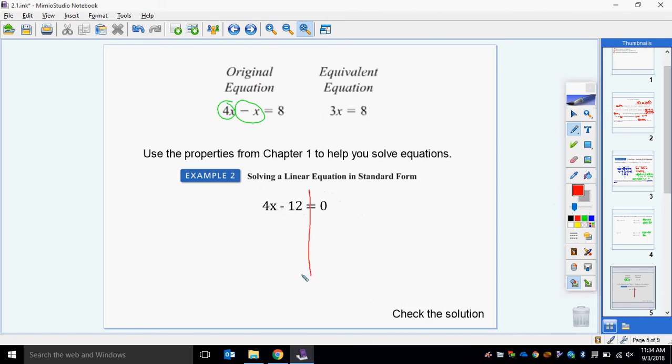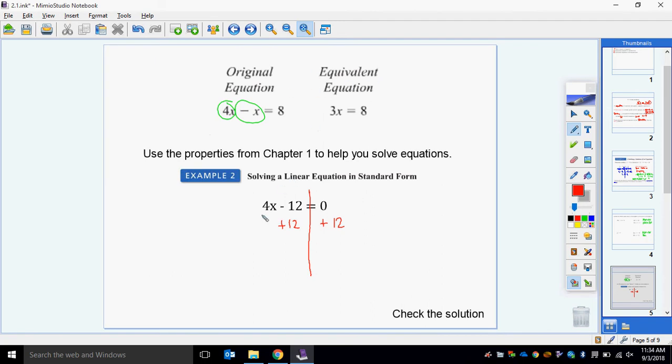So when we solve, we need to get x's on one side and values or numbers on the other side. So I'm going to start by trying to move this -12 over to the right side, because I want to move it away from the x values. So I'm going to use the addition property of equality that says you can add the same number on both sides and it not change the value of the equation.